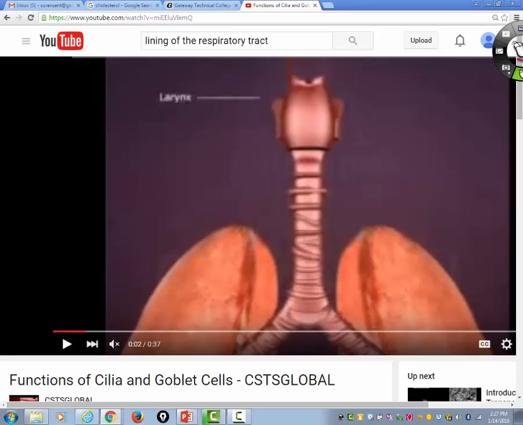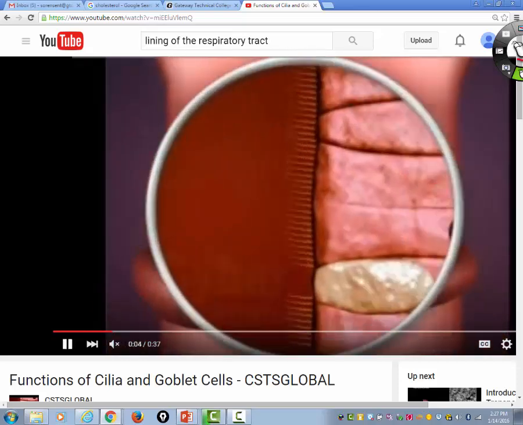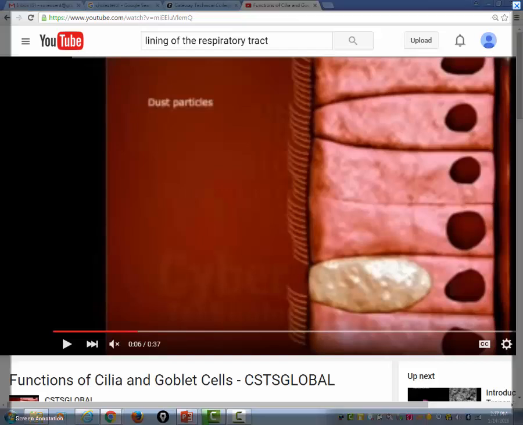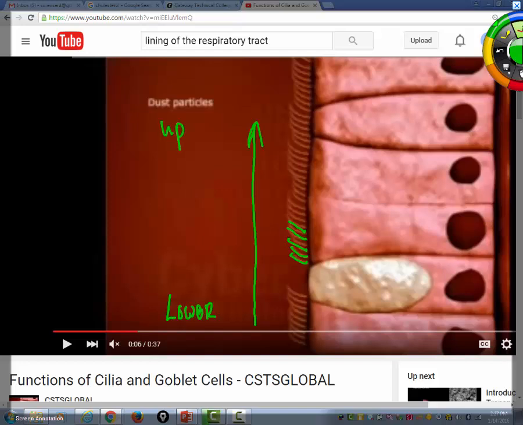So in the lining of the respiratory tract, you have these specialized cells that have extensions of the cell membrane. These guys right here are cilia. And cilia beat in one direction. They beat from the lower airway, the lower parts of your lungs, to the upper airway, and then ultimately to the back of your throat. So cilia help clean your lungs.